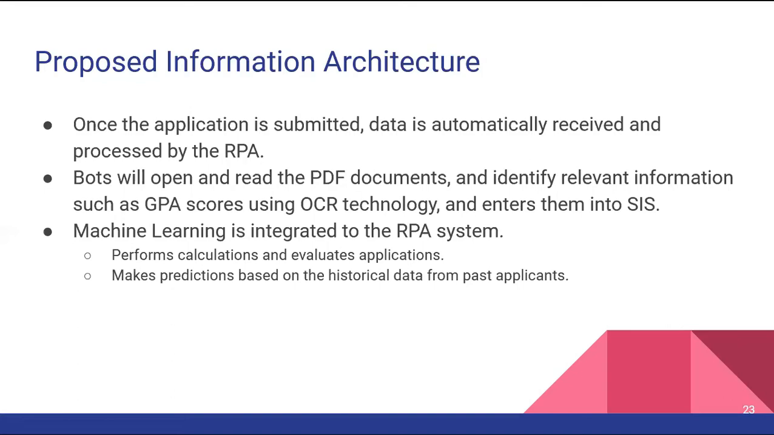With regards to making decisions, the bot will help the academic committee make recommendations by using a machine learning algorithm. It automatically performs calculations and makes predictions based on the historical data from past participants. It will recommend which applicants to accept or reject, which will save time for the academic committee and help them to make more informed decisions.